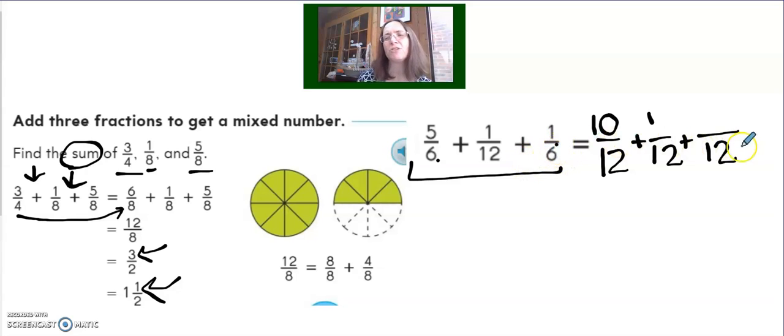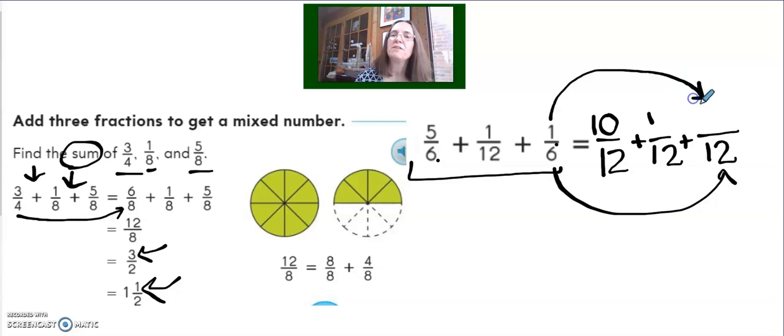Well, what's the relationship between 6 and 12? 6 times 2 is 12. So if I'm doing 6 times 2 to get to that 12, I'm going to have to do times 2 to that numerator and get a 2. Now I can add these up and notice that I have 10 plus 1 plus 2, and that equals 13/12. Awesome.